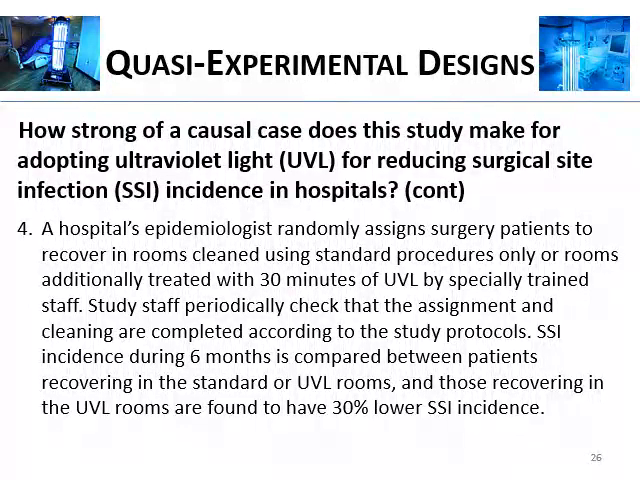True experimental design. So that's it on quasi and true experimental designs.